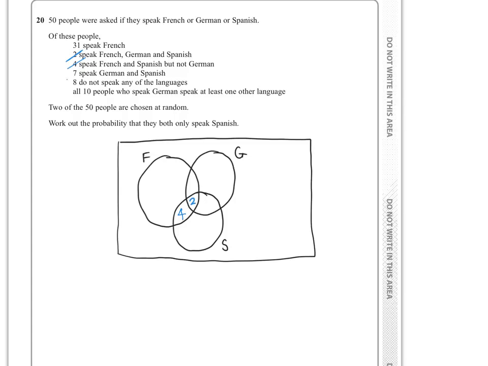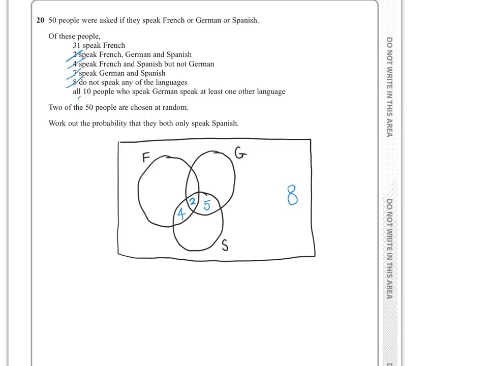Then 7 speak German and Spanish. Well, to speak German and Spanish, you'd have to be where German and Spanish overlap, okay? Because that would show that you speak both those languages. And it wants 7 people there. So we've already got 2. So we're going to have 5 in here. It says 8 do not speak any of the languages, so that's easy enough. We can put that in here.